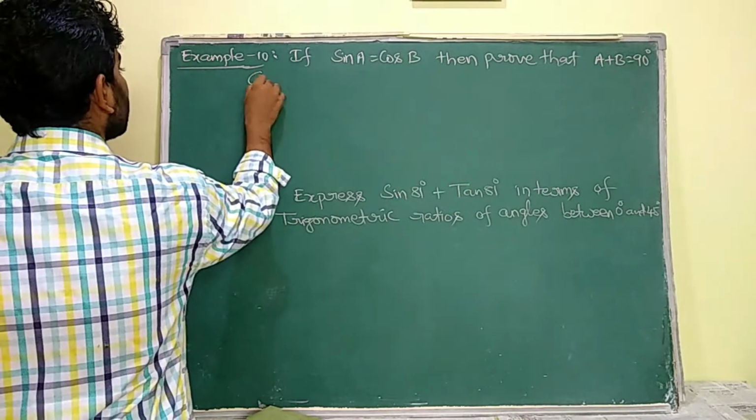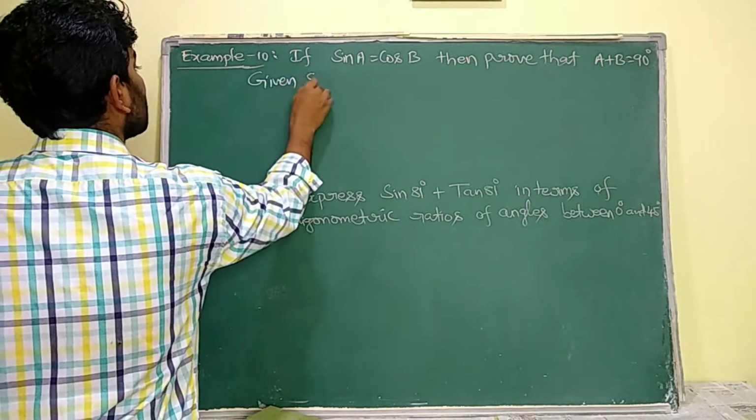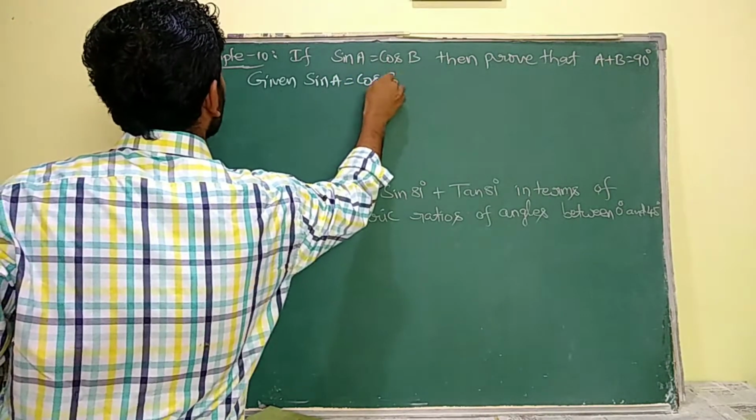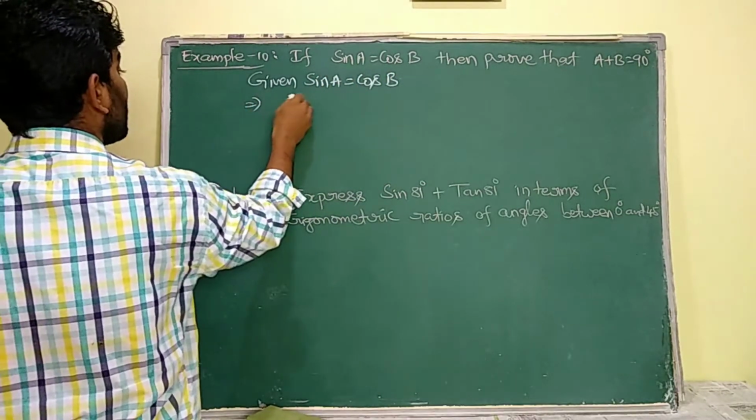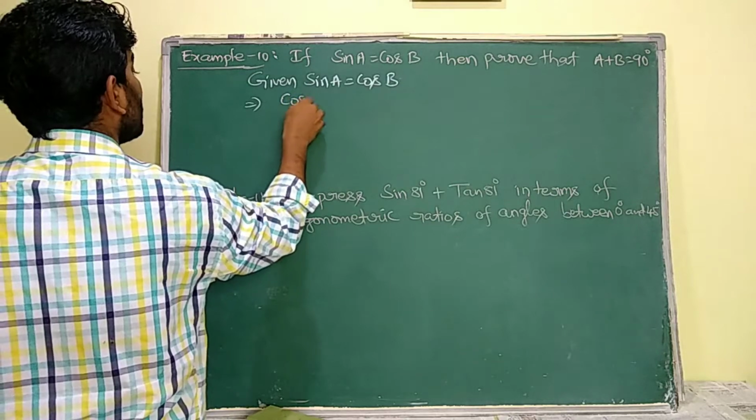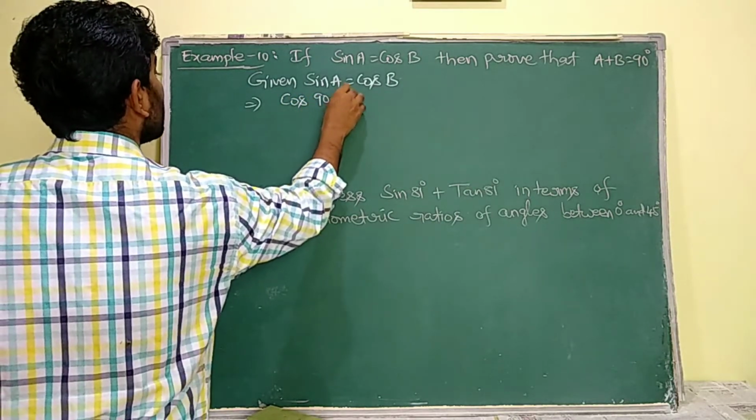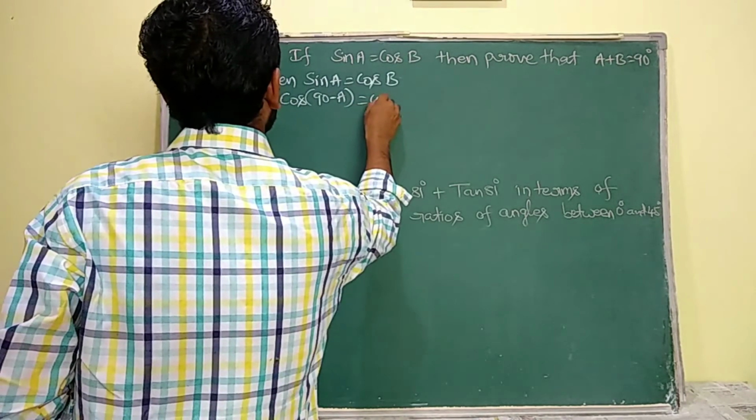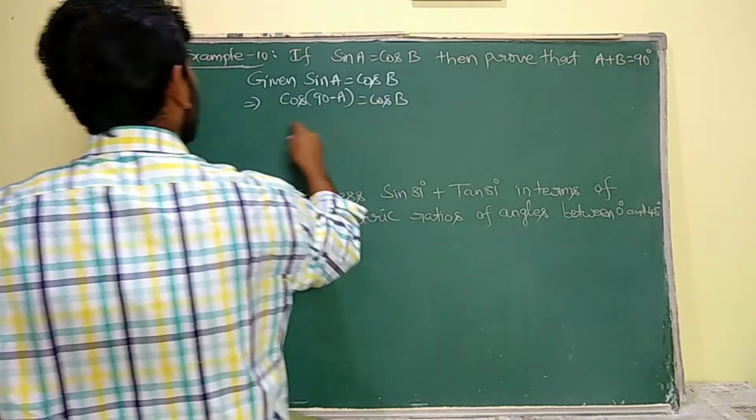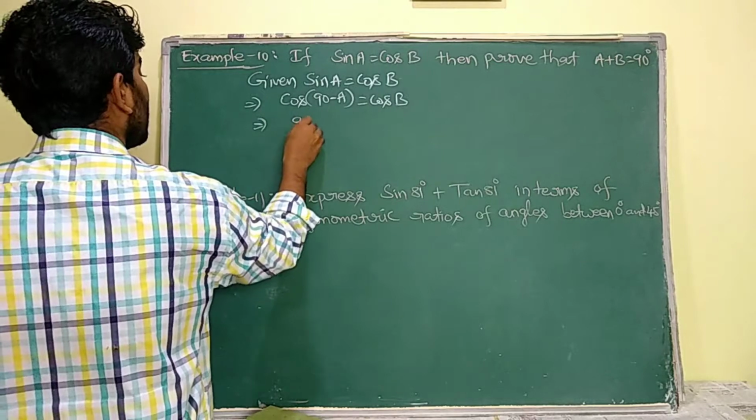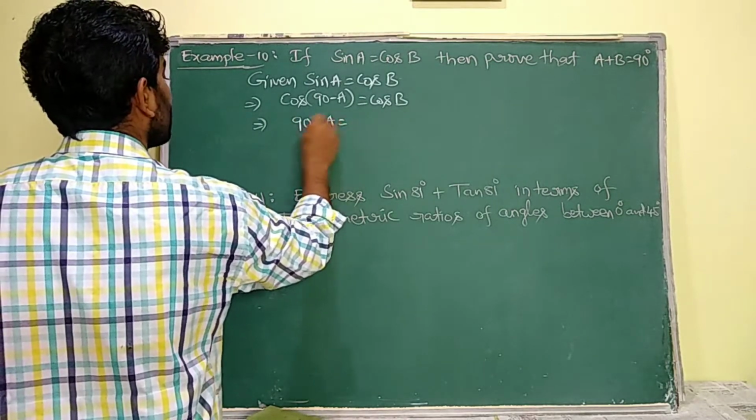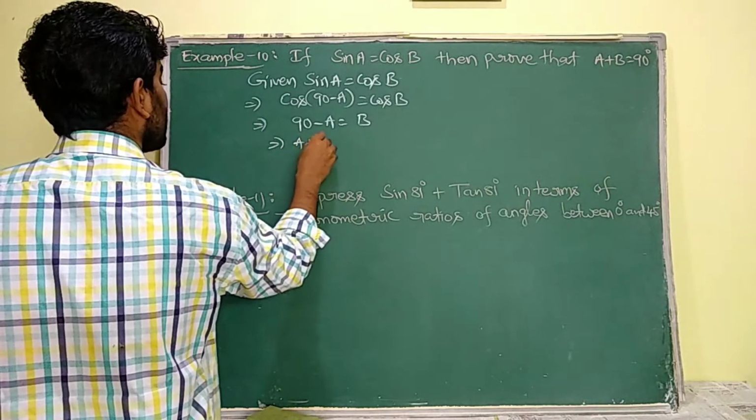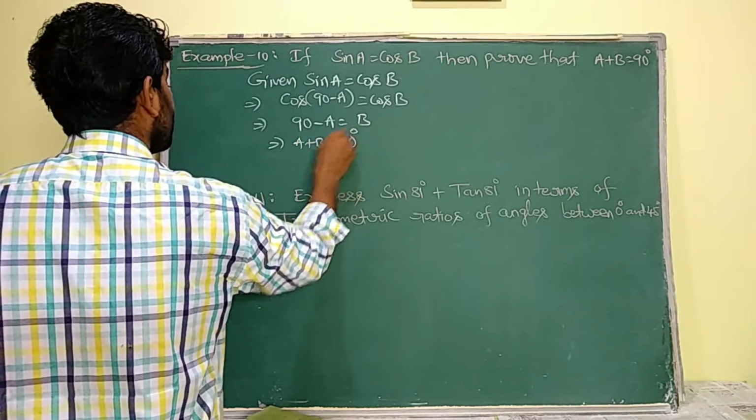Given sin a is equal to cos b. Now here I want to change this sin to cos. Then sin a is equal to cos(90 minus a), we know that cos(90 minus theta) means sin theta. And now use this cos b as it is. Both sides cos only now. Remove that cos, that is 90 minus a is equal to b. That implies a plus b is equal to 90 degrees.